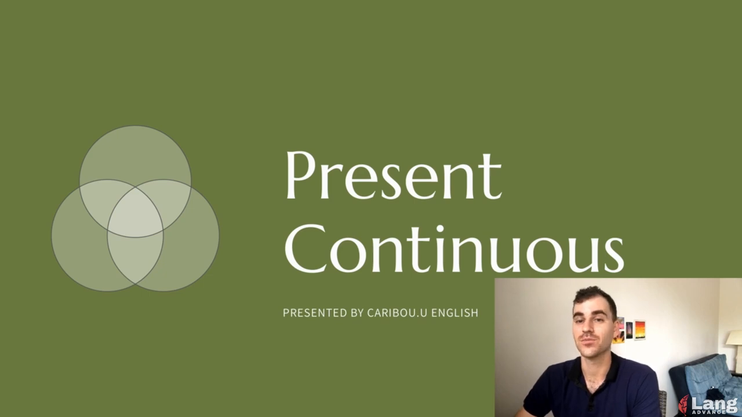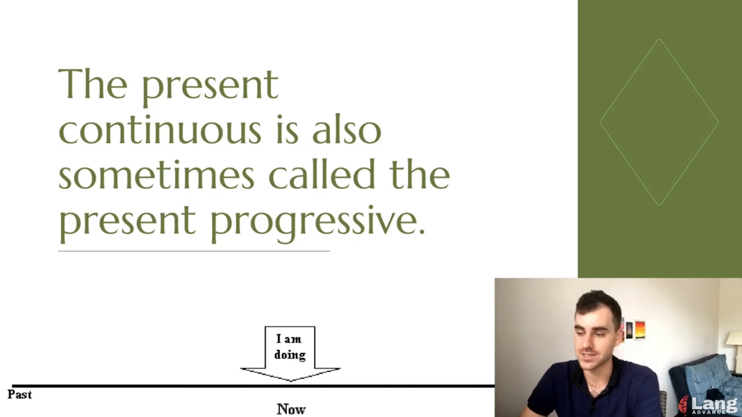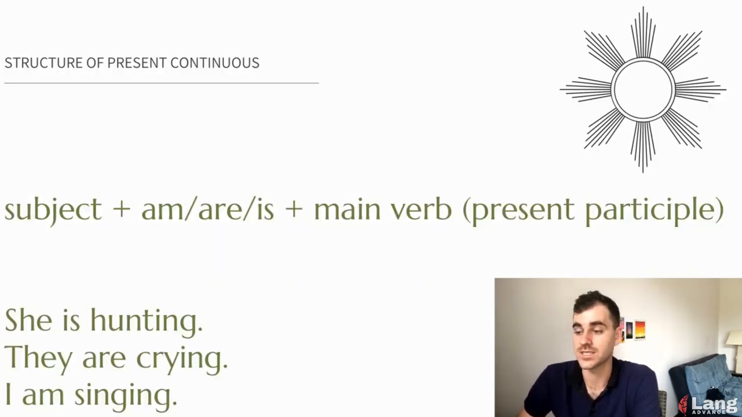This video is about the present continuous tense in English, and it's part of a series of videos going over all 12 tenses. The present continuous is also sometimes called the present progressive. So if you see this, continuous or progressive, just note that it means the same thing. Now, the structure of the present continuous is as follows.